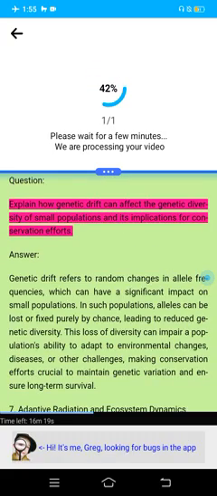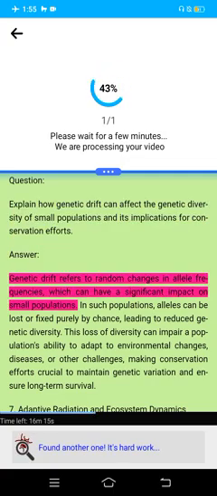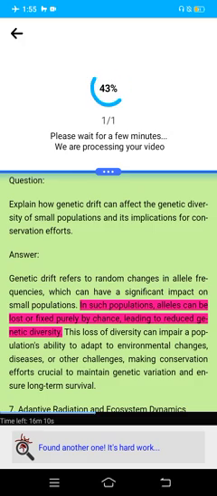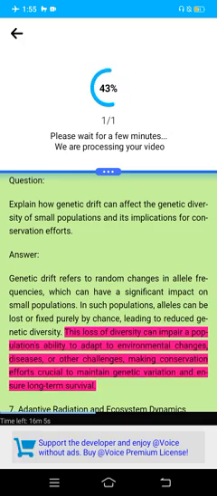6. Genetic drift and conservation biology. Question: Explain how genetic drift can affect the genetic diversity of small populations and its implications for conservation efforts. Answer: Genetic drift refers to random changes in allele frequencies, which can have a significant impact on small populations. In such populations, alleles can be lost or fixed purely by chance, leading to reduced genetic diversity. This loss of diversity can impair a population's ability to adapt to environmental changes, diseases, or other challenges, making conservation efforts crucial to maintain genetic variation and ensure long-term survival.